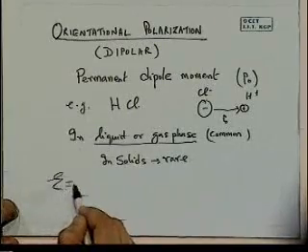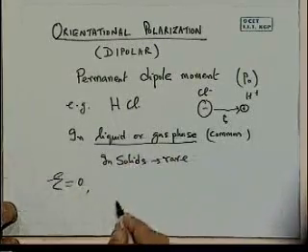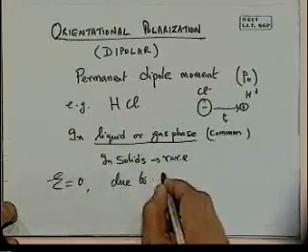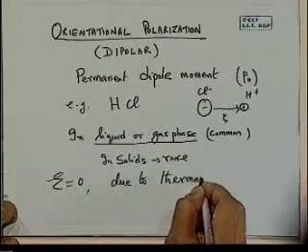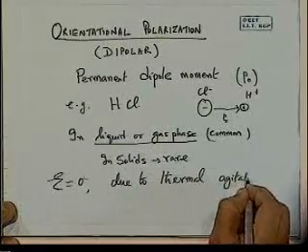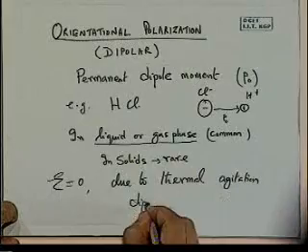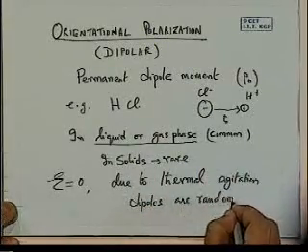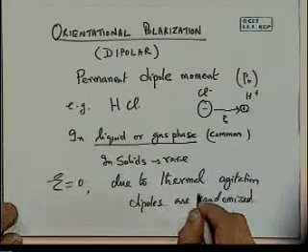As long as we've got field equal to 0, in liquids or gases, even though there's a net dipole moment, due to thermal agitation, dipoles are randomized. Right? What do I mean by that? Though each of them has got a net dipole moment, they all sort of point in different directions. And so on average, we don't observe any dipole moment in these materials.